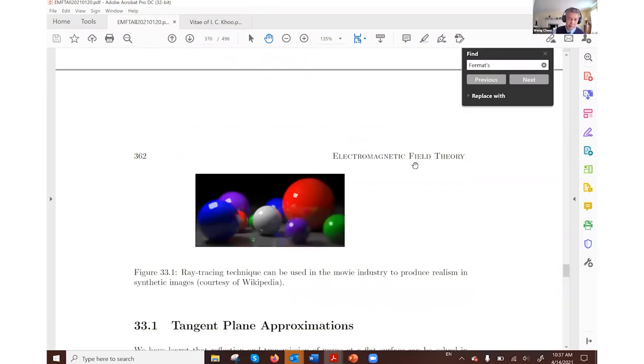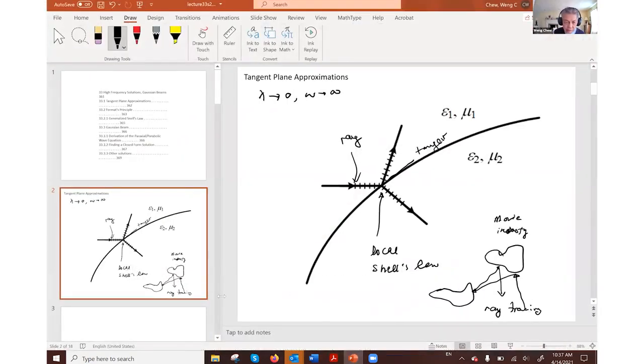Yeah, this is the consequence of ray tracing. And by doing ray tracing, you can make things look very realistic in the picture. As you can see, this is an important part of the movie industry these days.